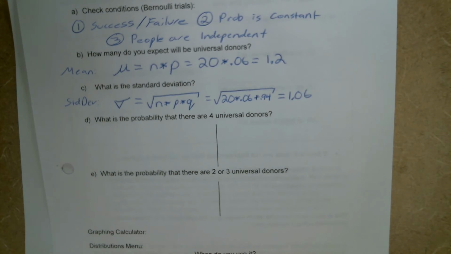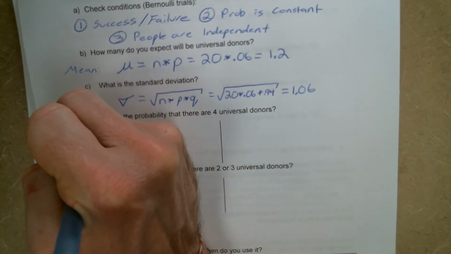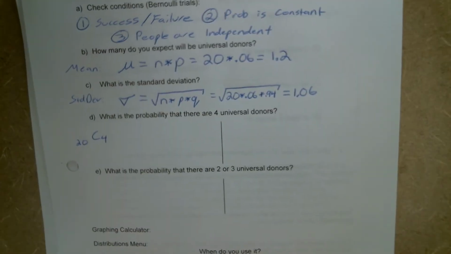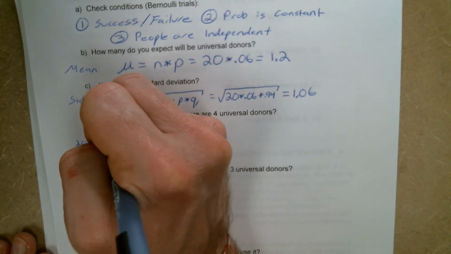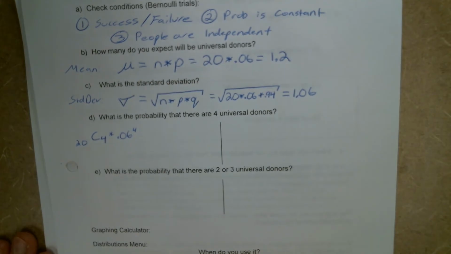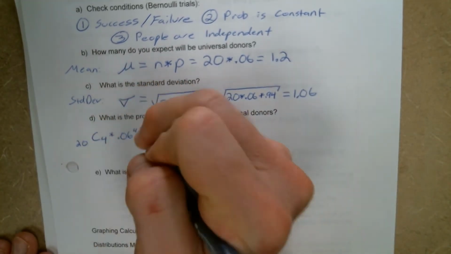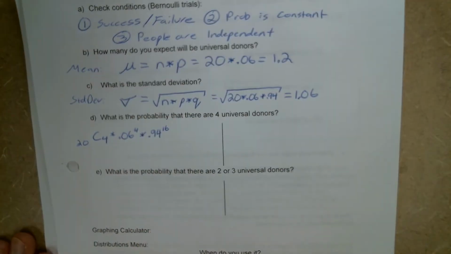So this says, what is the probability that there are 4 universal donors? All right, so if we're using our formula here, this is basically saying 20 choose 4. How many different ways are there to organize it so that we have 4 successes out of 20 trials? Now, the probability of any one of those outcomes is 0.06 to the 4th power, because you had 4 successes, times 0.94 to the 16th power.